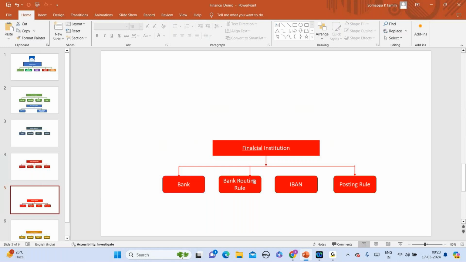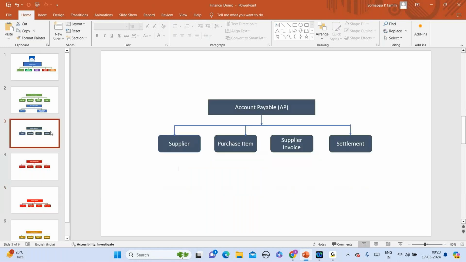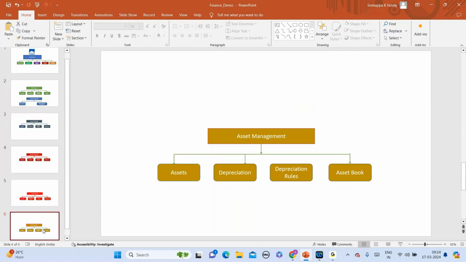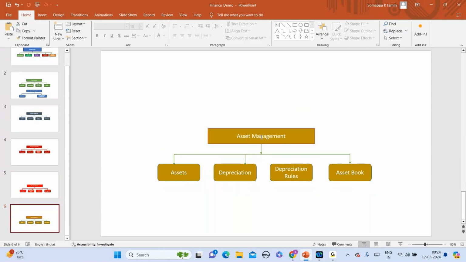So this basically talks about the settlement. Whenever you have AR and AP, we have the settlement. That settlement will happen through the financial institution, nothing but a bank. I will explain how to create it and all as part of the financial institution. Then comes asset management. This is the last module that will be covered in the financial part of the financial module.